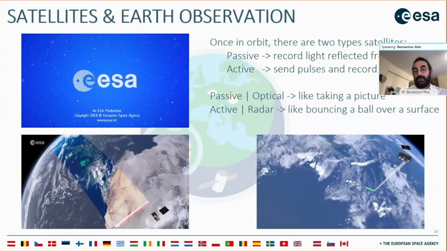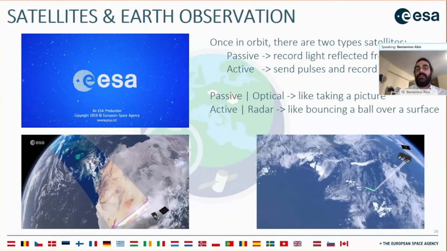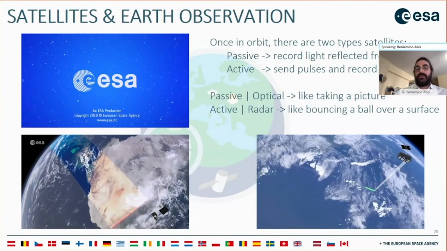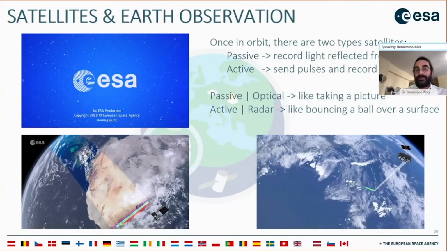But you have to think, when it comes to resolution, that these satellites are quite far from the Earth, but the Earth is very big. So in terms of resolution, they are not extremely high.